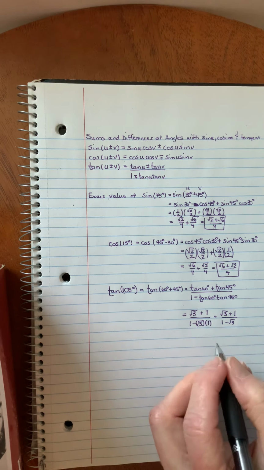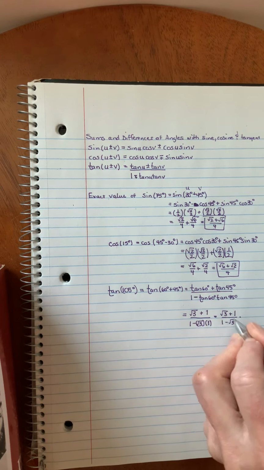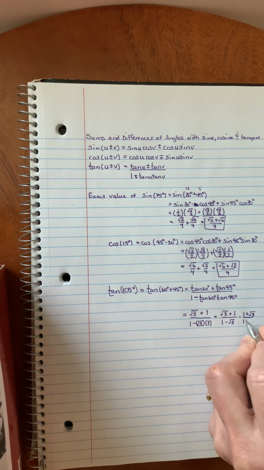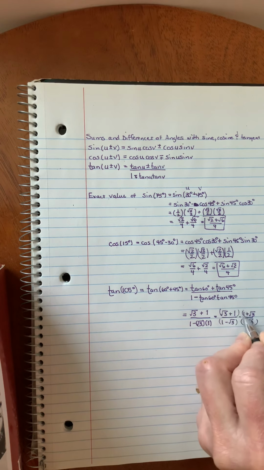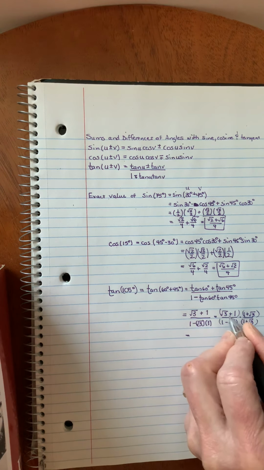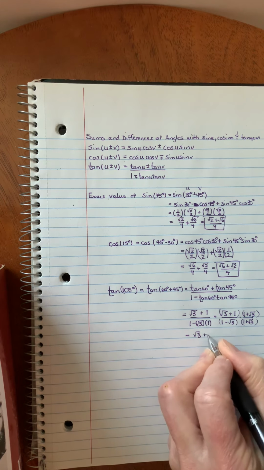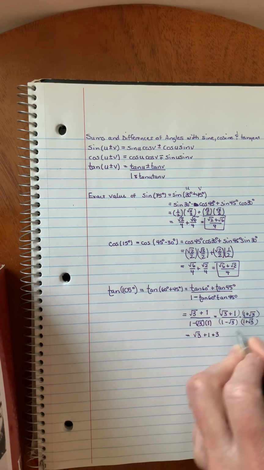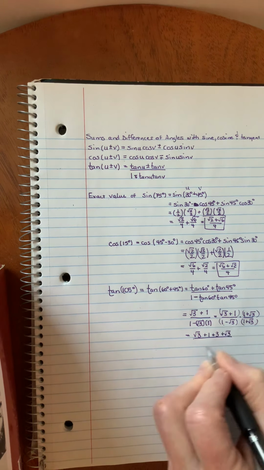Now we need to rationalize the denominator. So let's do that by multiplying by the conjugate of 1 minus square root of 3. The conjugate is 1 plus square root of 3. So I've got this and this, this and this. Here we multiply. Square root of 3 times 1 is square root of 3. 1 times 1 is 1. Square root of 3 times square root of 3 is 3. And 1 times square root of 3 is square root of 3. All divided by 1 times 1 is 1.